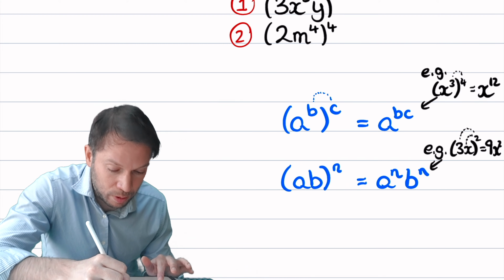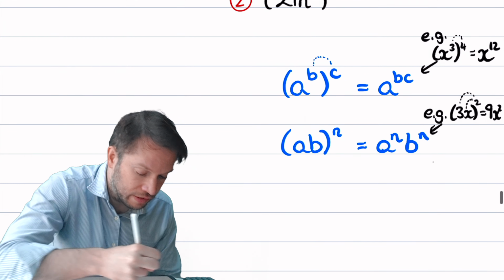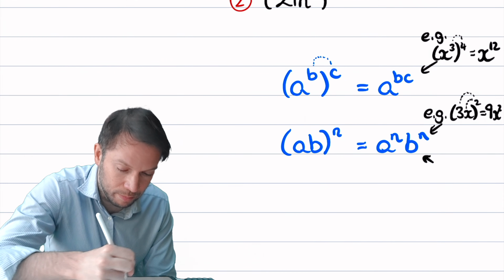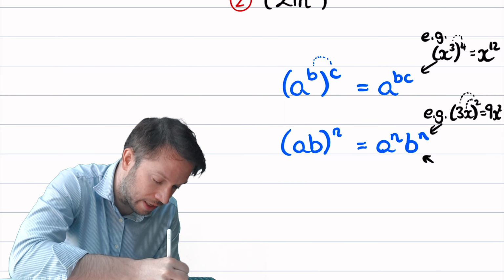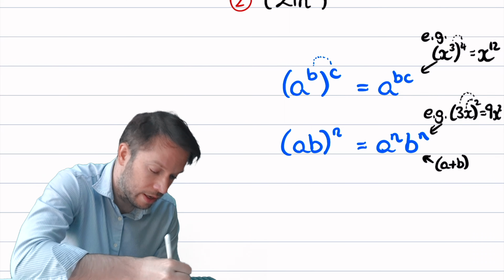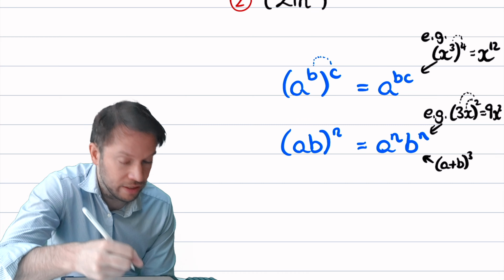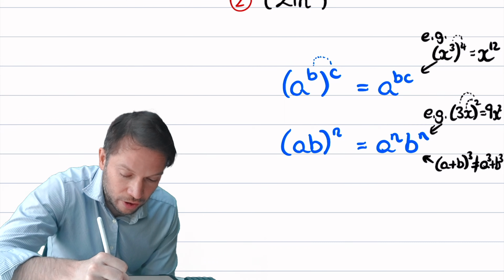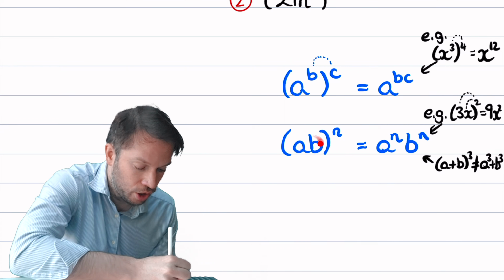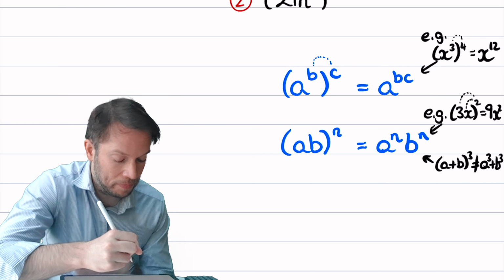Just beware that this only applies when you have a product in the brackets. If you had, for example, a plus b to the power of 3, that doesn't mean you apply that power of 3 to the a and the b. So this is not, in general, equal to a cubed plus b cubed. So this only works when you have a product here, not an addition or subtraction, right?